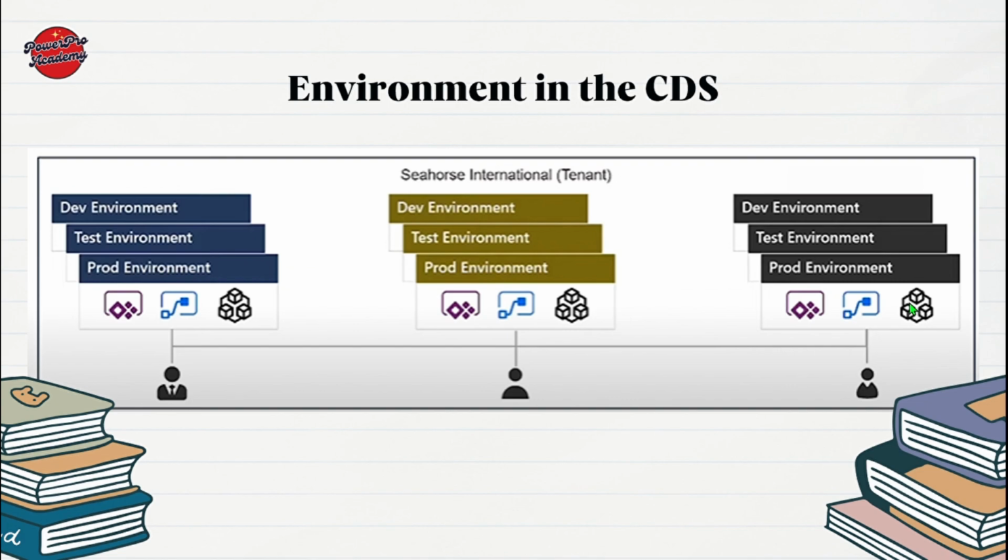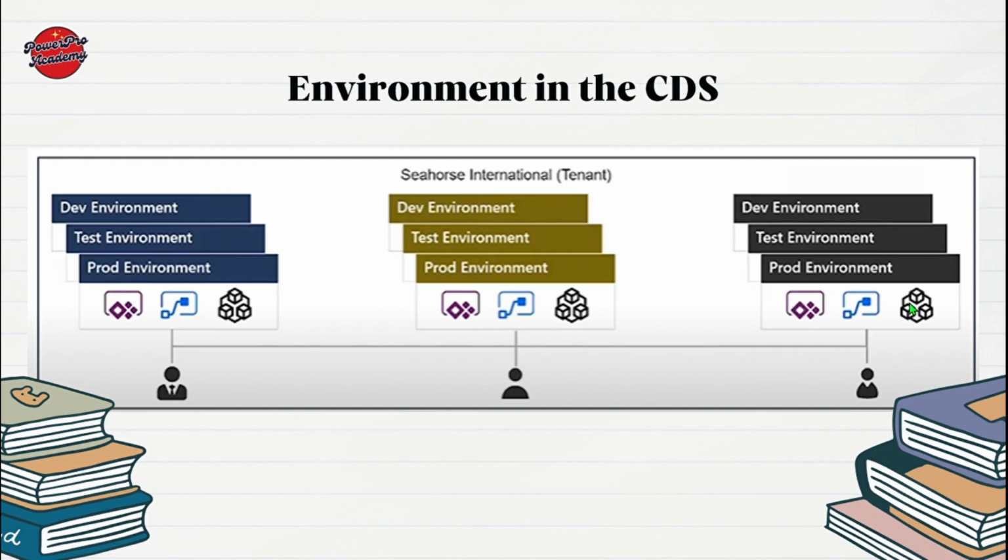Now let's understand what environments are in the Common Data Service. Environments are used to store, manage and share your organization's business data, apps and flows in the Power Platform. Each environment allows you to provision one Common Data Service database for use within that environment. Common Data Service environments allow you to manage user access, security settings and storage that is associated with the database.